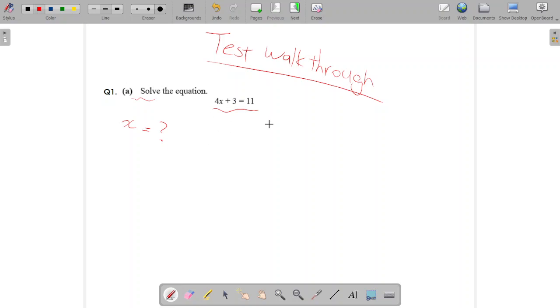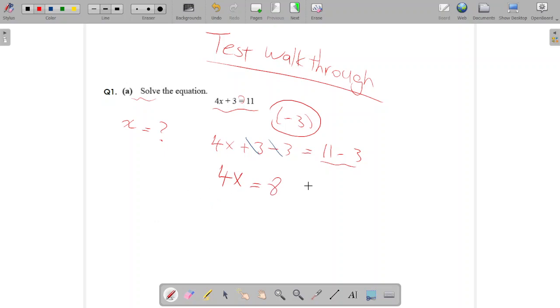The first thing that you need to do is subtract 3 from both sides. So that's going to be 4x plus 3, and you're going to subtract 3 from both sides. Remember that everything that you do to one side, you do to the other side of the equal sign. So it's going to be 11 minus 3, and that's going to be equal to 4x. And remember, the minus 3 and the plus 3 cancel each other, so it's going to be equal to 11 minus 3, which is going to be equal to 8.